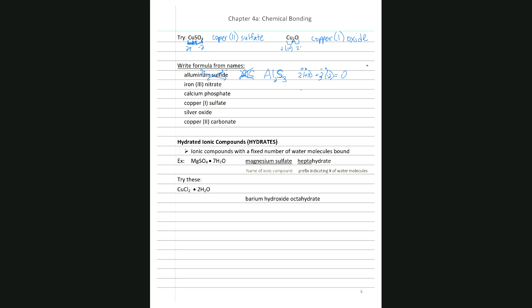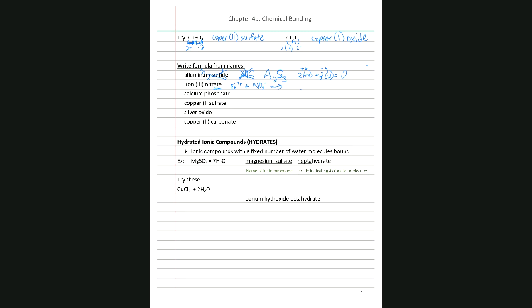Iron 3 nitrate. I like to write out the ions sometimes. So iron 3 means it's an iron with a 3+ charge. And nitrate, the -ate, tells me that it's a polyatomic ion. And I want to go look on that polyatomic ion table. And I find nitrate, and it's NO3, and it has a 1- charge.